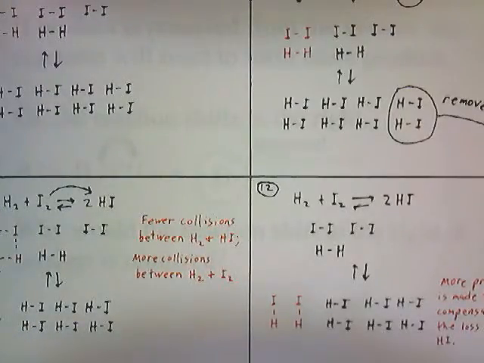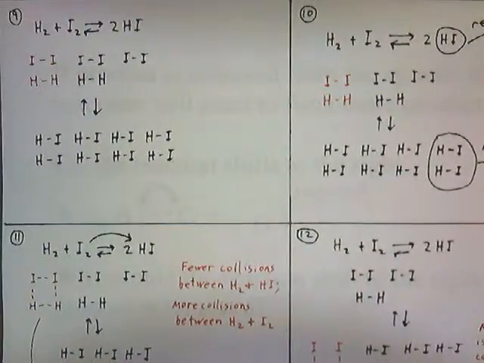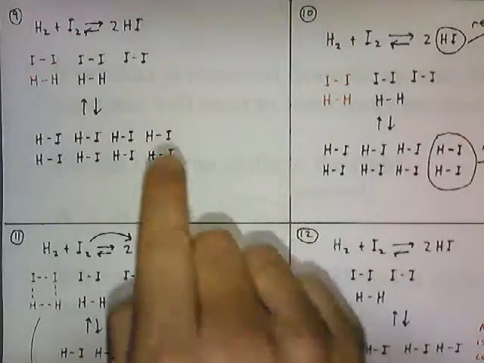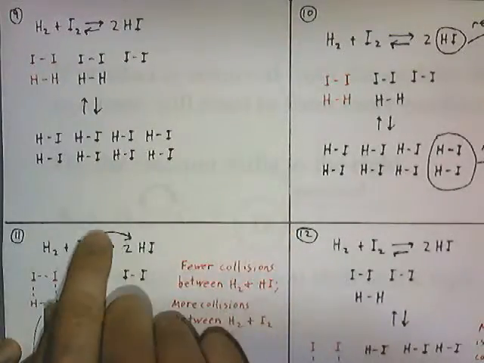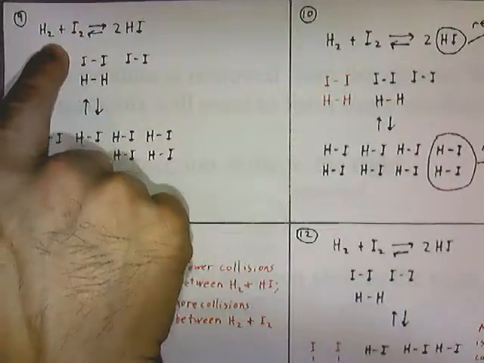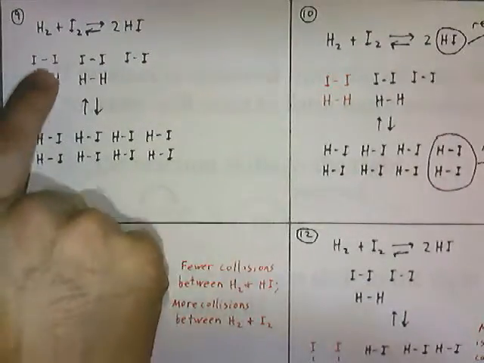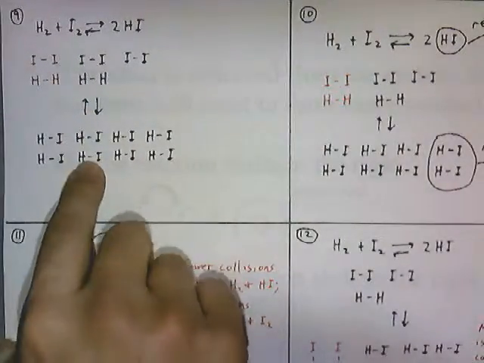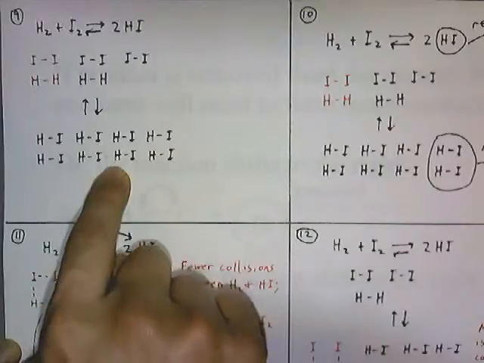Let's see. Well, pictures 9 through 12 show what happens if we remove HI from the system. So, picture number 9 shows the system at equilibrium. So we have H2 plus I2 making 2HI and 2HI making H2 and I2. And we're going to pay attention to these guys, all right? So these are all in equilibrium. These are producing this, and this is producing that.